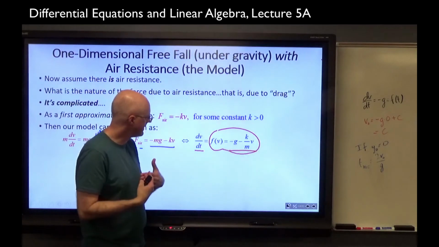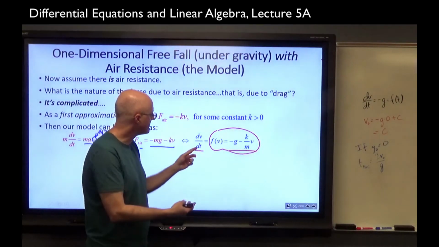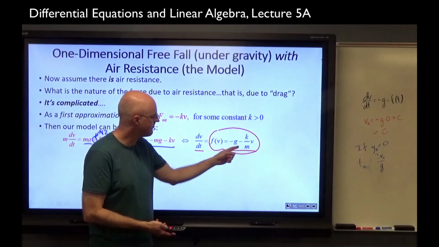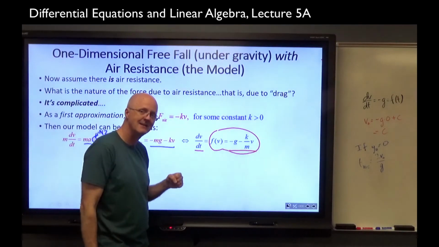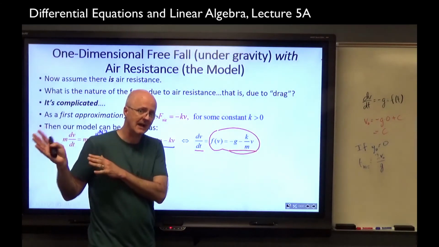Get all the v's on the left. There's just a v right there and a dv up there. Get all the t's on the right, the dt on the right. In other words, divide both sides by negative g minus k over m v, and also, quote-unquote, multiply both sides by dt. That's not rigorous math. I did it more fully justified a couple lectures ago.